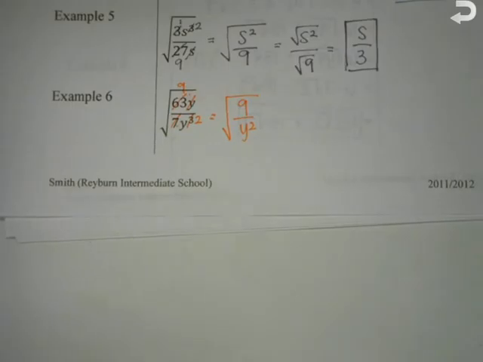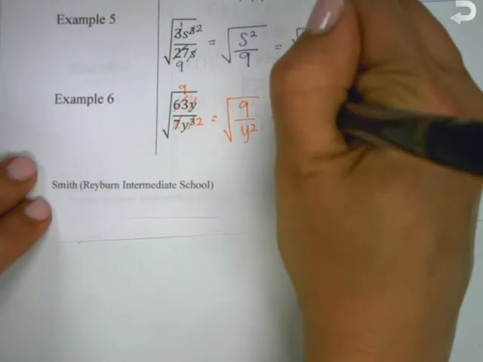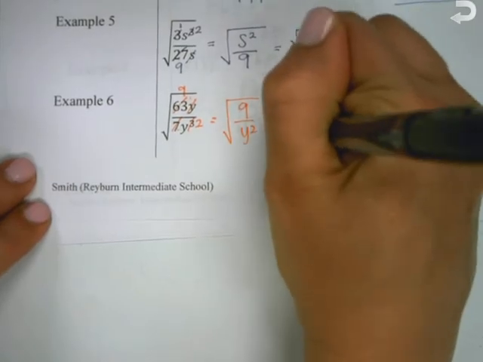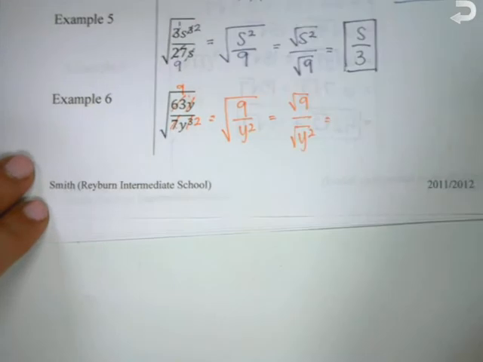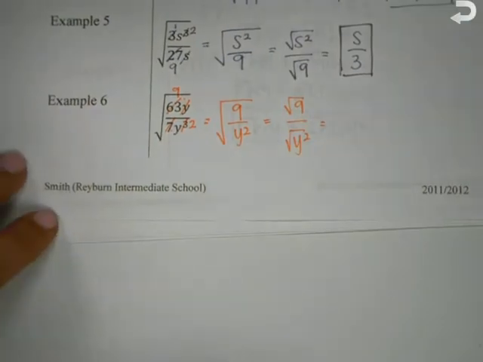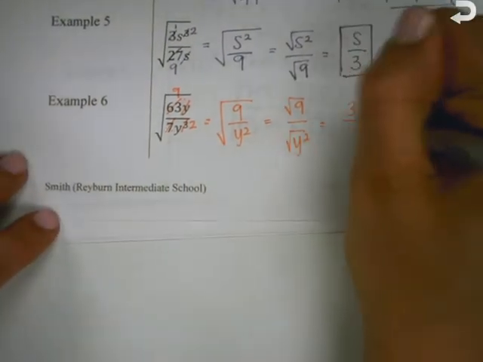Yeah. Okay. Let's break it up. Square root of 9 over square root of y squared. And then this should be easy. Square root of 9 is? 3. Square root of y squared? Y. Who got it correct?